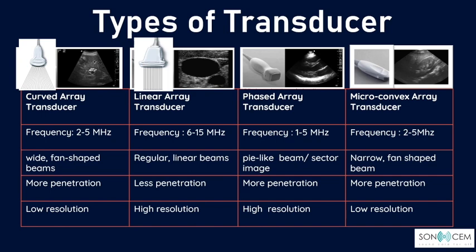Phased array transducer has a frequency of 1 to 5 MHz and it produces a pie-like beam or a sector image.